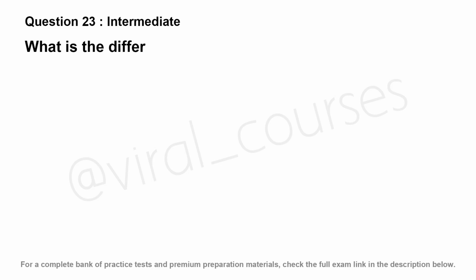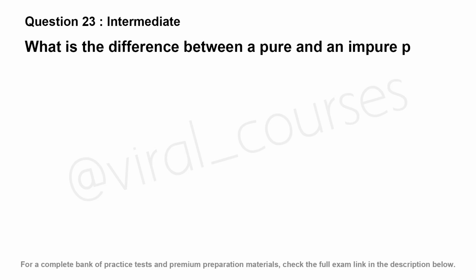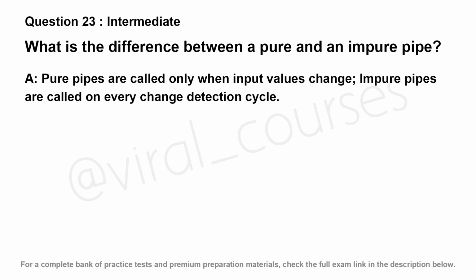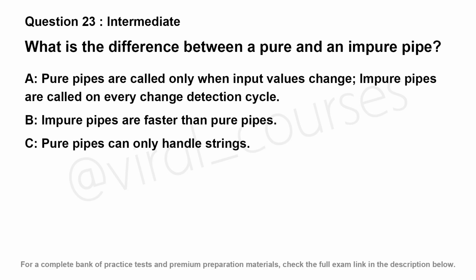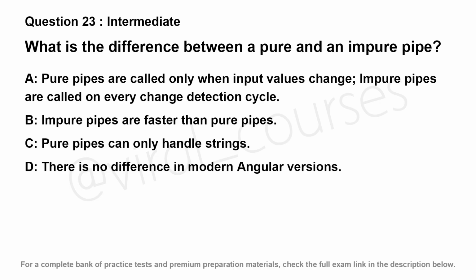What is the difference between a pure and an impure pipe? Option A. Pure pipes are called only when input values change. Impure pipes are called on every change detection cycle. Option B. Impure pipes are faster than pure pipes. Option C. Pure pipes can only handle strings. Option D. There is no difference in modern Angular versions.